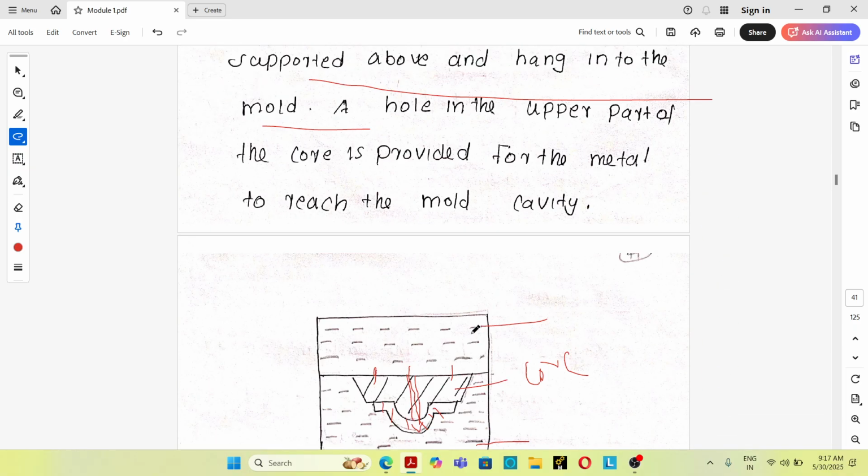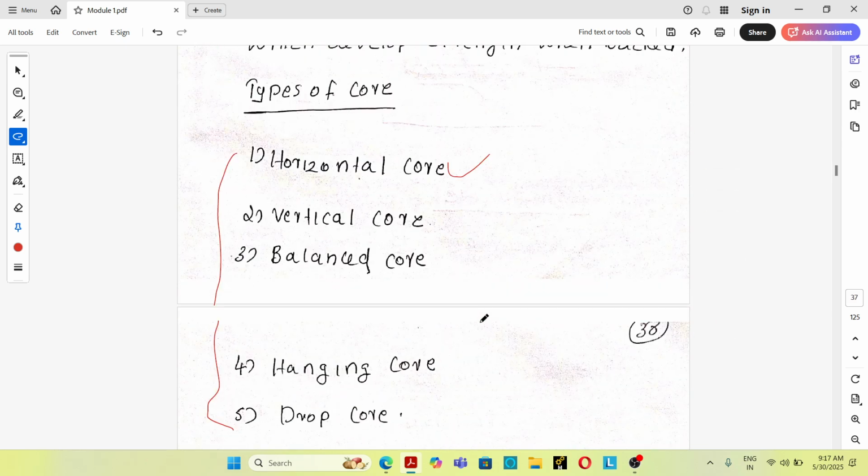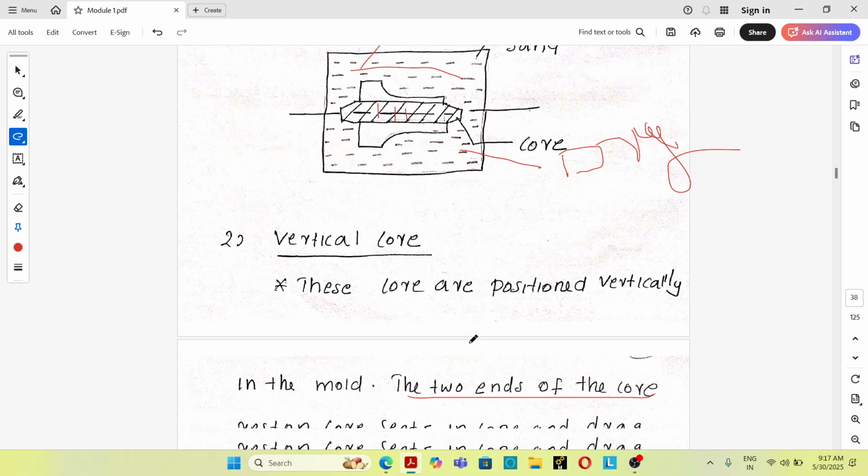So these are the classifications of mold core. Very important topic. We have five classifications of mold core: horizontal core, vertical core, balanced core, hanging core and drop core.